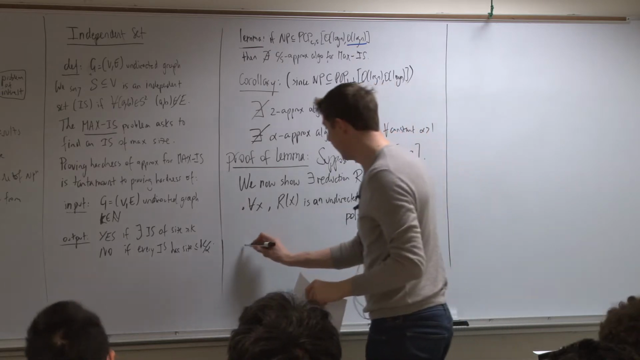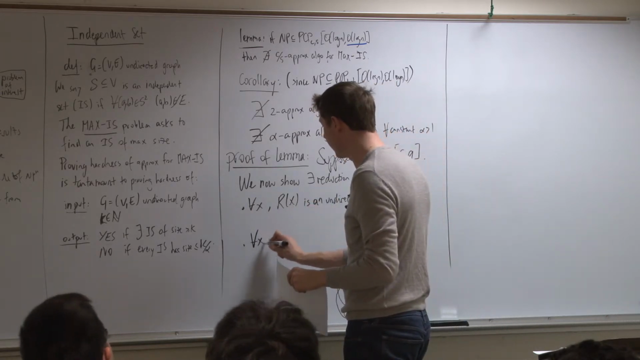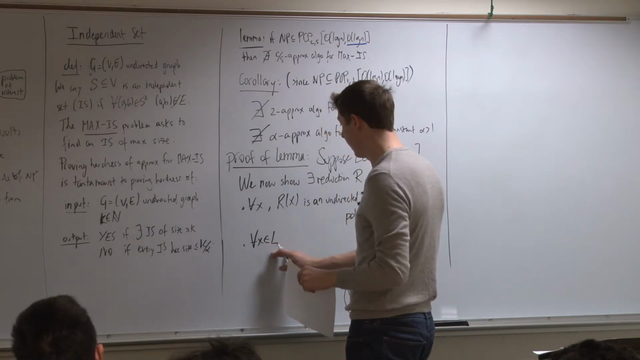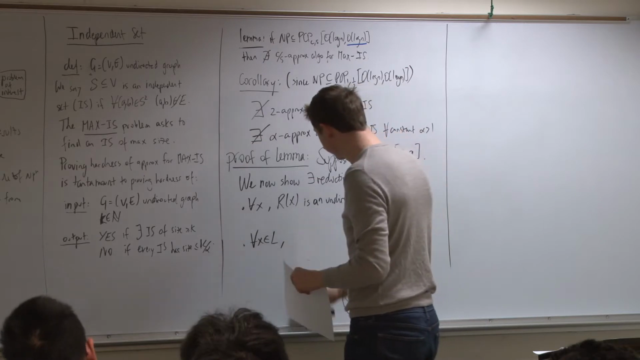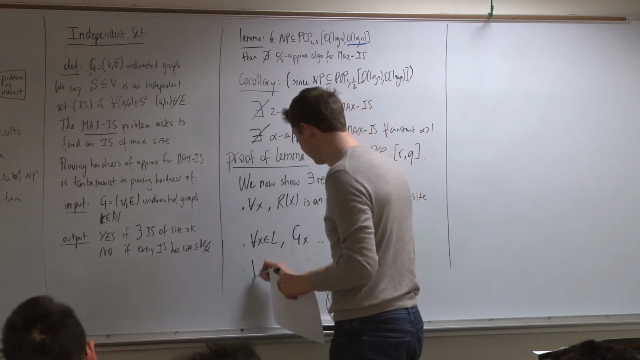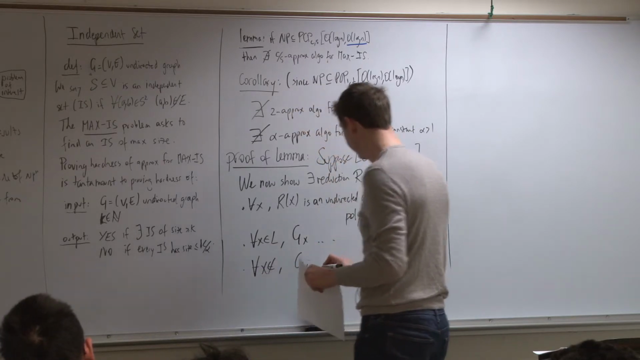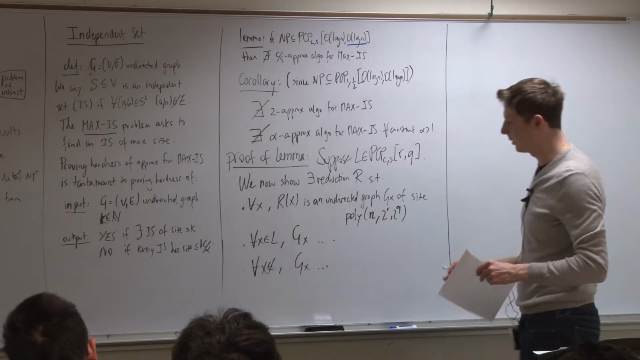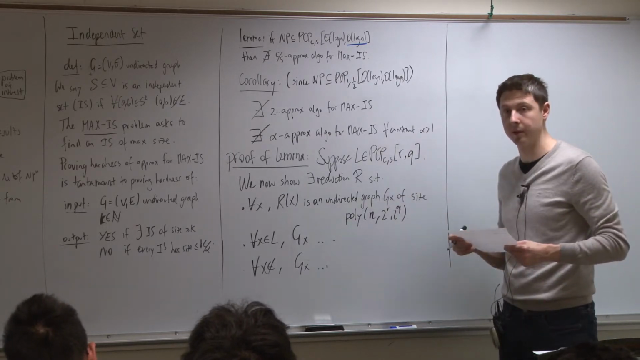Okay? And then this reduction sort of does good things when x is in L and x is not in L. When x is in L, G of x, we're going to say something, and then when x is not in L, then what do you think we should say? What properties of G of x should we talk about if we want to make this connection?